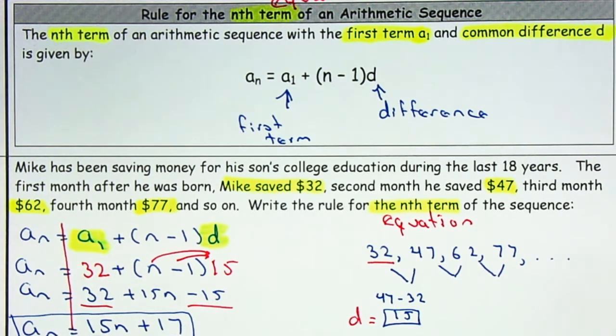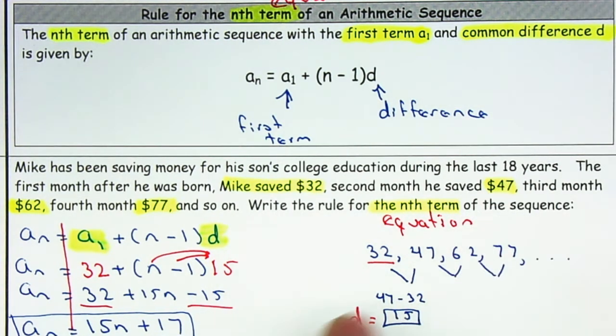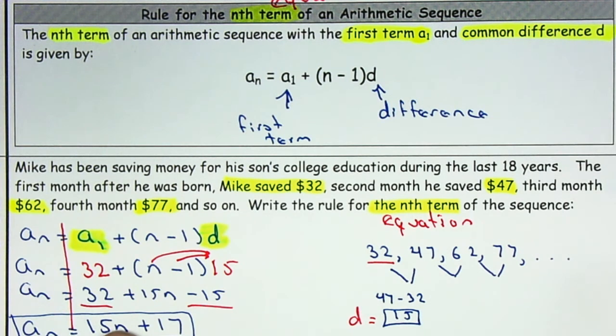And this is the equation that will give you all of the terms of the sequence, so how much money he saved every single month throughout the 18 years. So if you want to find out how much he saved on the 5th month, you'll do 15, you plug in a 5, plus 17. If you want to find out how much he saved on the 10th month, now that we have the n term or the equation, we can just plug in a 10. That'll be 150. Plus 17 will be 167 on the 10th month, and so on.